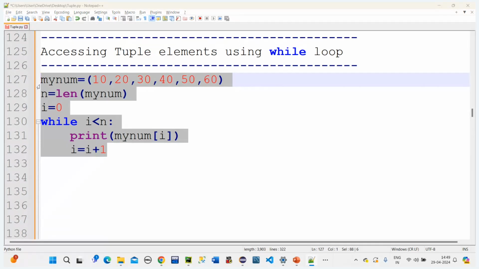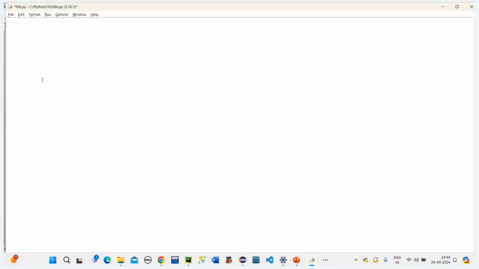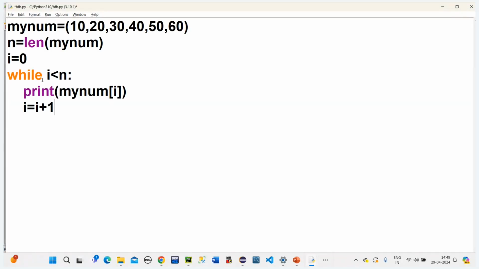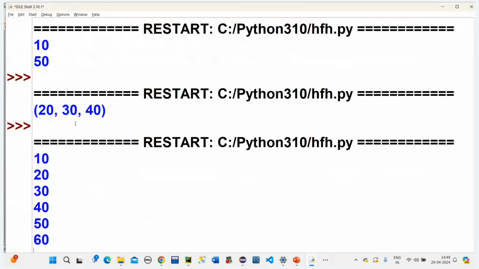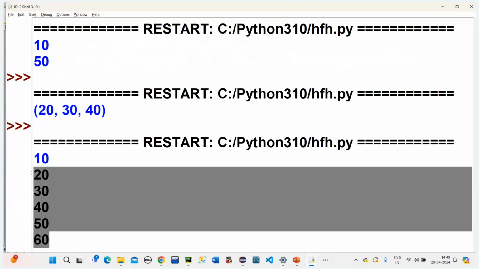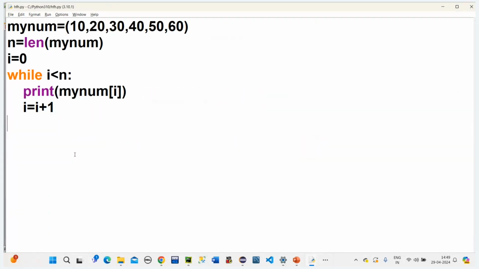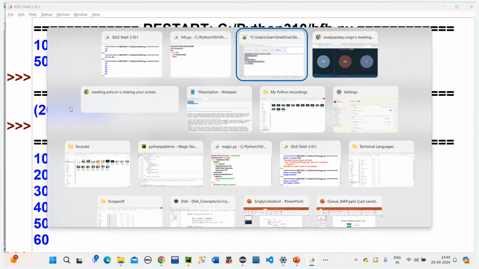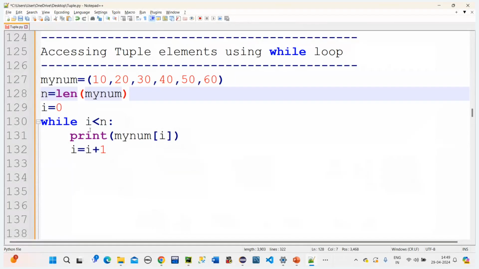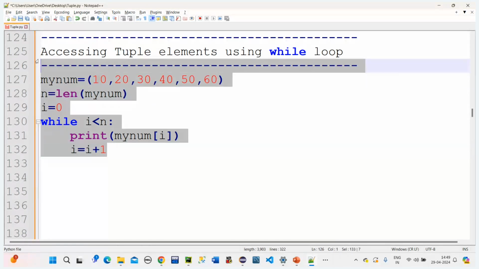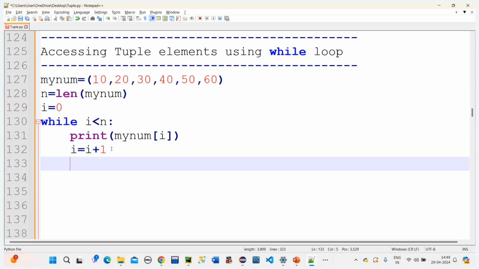Control C, Control V. Is it working? Yes, it is perfectly working. So this is how we access the tuple elements by using while. Understood, everyone?